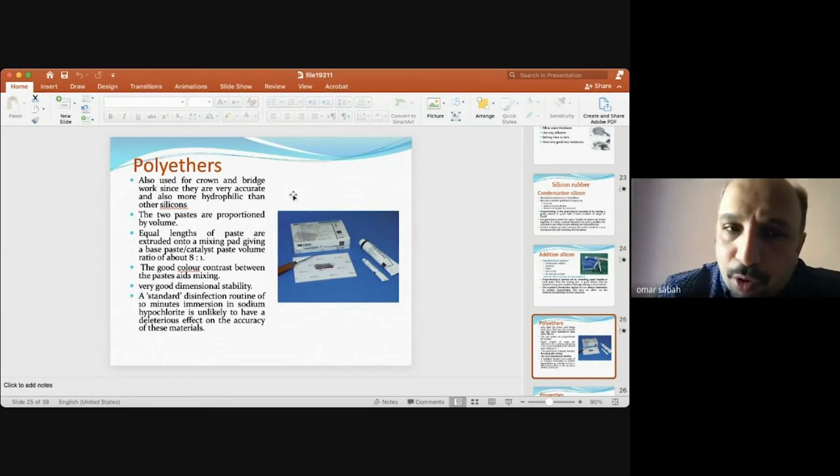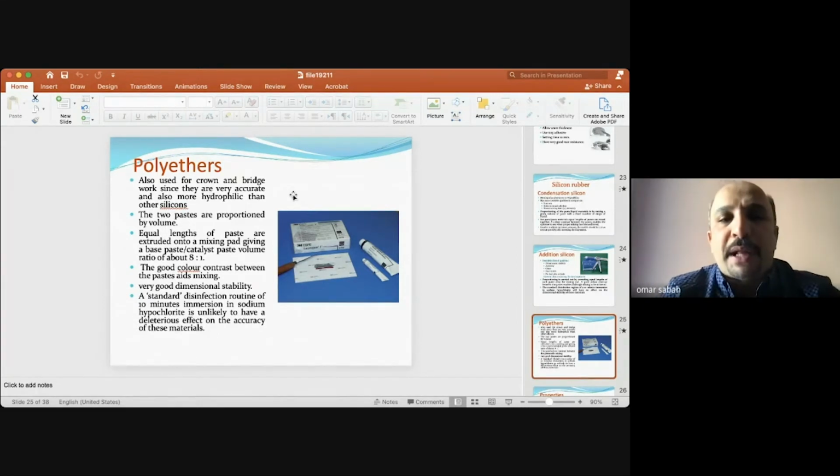Polyether materials are also used for crown and bridge work, since they are very accurate and also more hydrophilic materials. You know, hydrophilic and hydrophobic, what do they mean? Phobic means afraid of the water, it goes away from the water, and hydrophilic means that you take the water or you accept it.